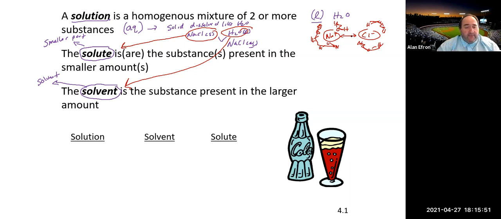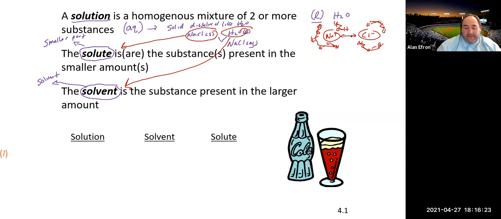So a solute is the smaller part, a solvent is the larger part. The good news, if you ever have to identify what the solute is in a solution, is that it is usually the name. So if you have a sodium chloride solution, the solute is sodium chloride, and probably water is the solvent. If you have a sodium nitrate solution, sodium nitrate would be the solute. So usually the name of the solution is the solute's name.